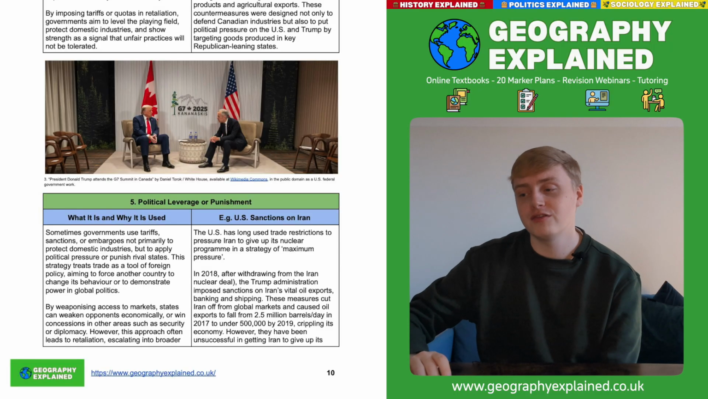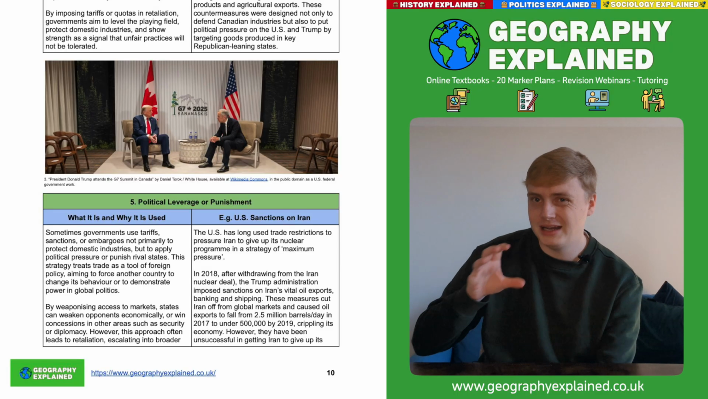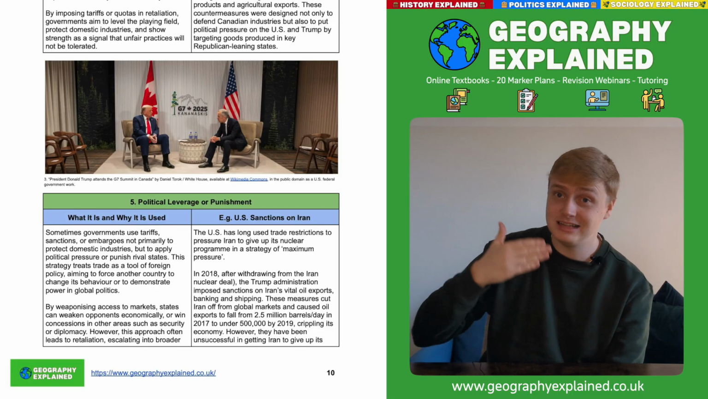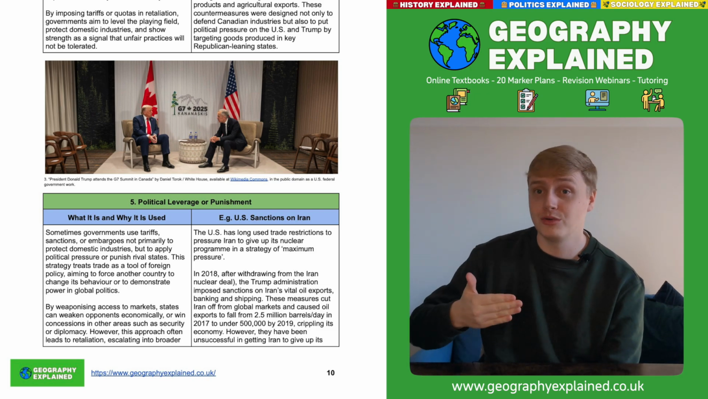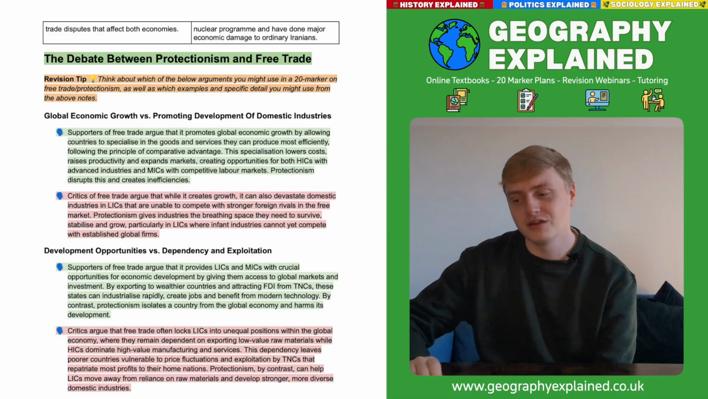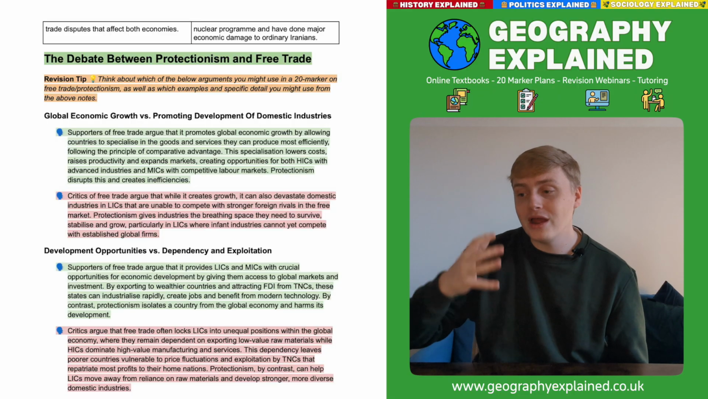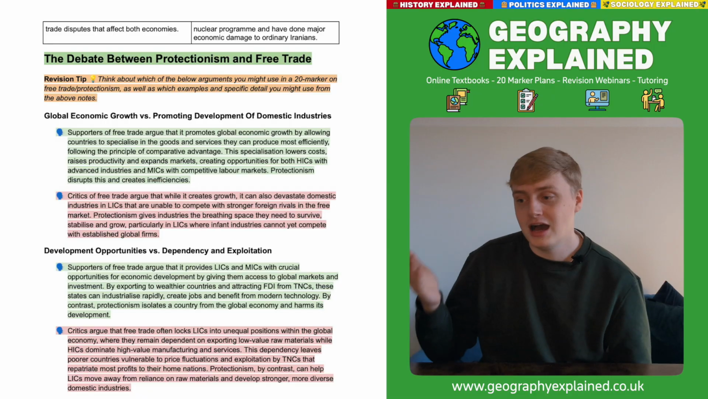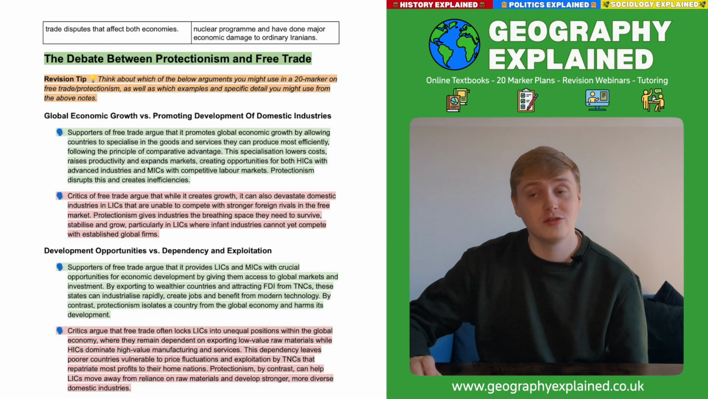So a range of different reasons why states can use tariffs, some of them for political, national security reasons, but others really for economic reasons. That's where you can make the argument that actually free trade doesn't necessarily support economic growth. Sometimes protectionism can. And that's what we're going to finish off here by looking at the debate between protectionism and free trade. As you go through these, think about which of the below arguments you might use in a 20 mark question on free trade and protectionism, as well as which examples and specific detail you might use from the above notes to support them.